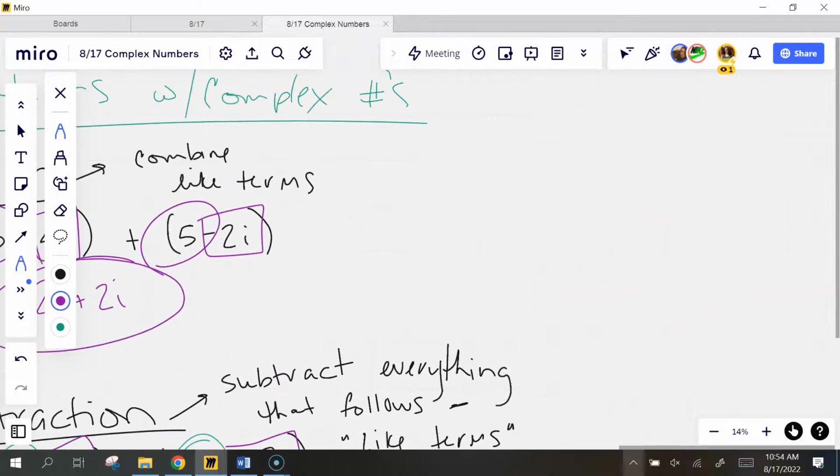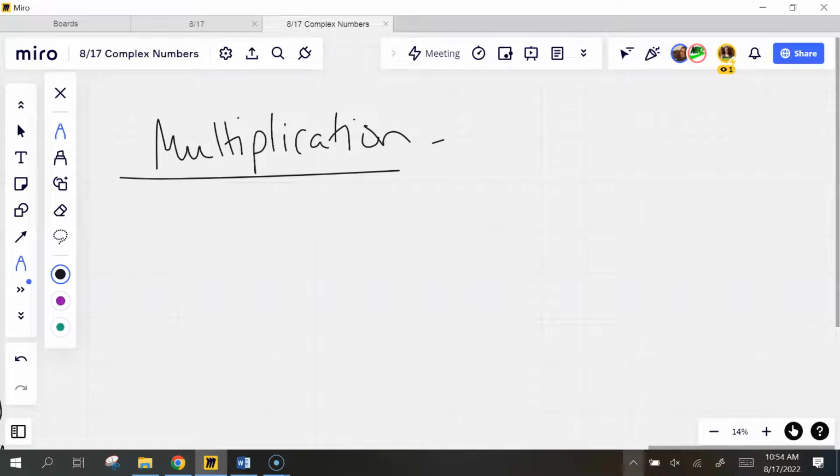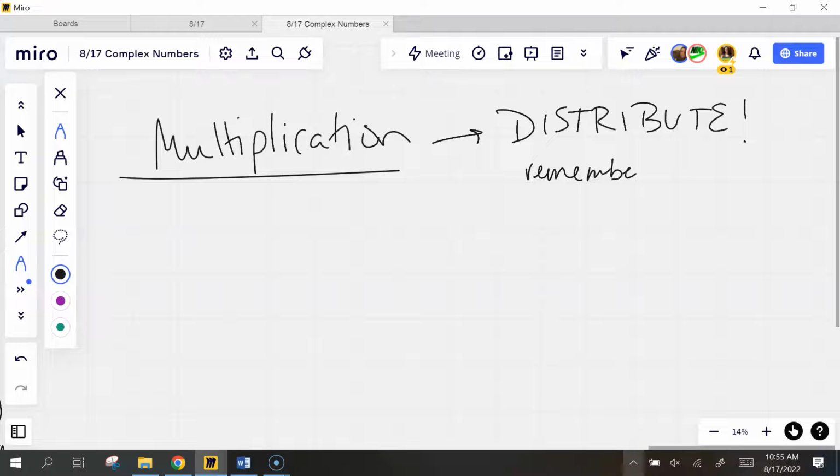It's not bad. It's not terrible either. I want to do this one. We're going to distribute. And remember, i squared equals what? -1. There you go. Division's the hardest. I'll do this one. I'll post the recording, and I'll post the notes.